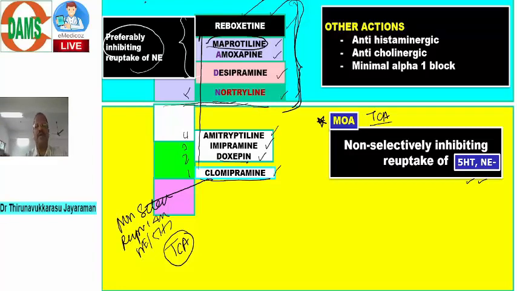Now, extra points: all the TCAs have some extra properties. All the tricyclic antidepressants also have antihistaminergic, anticholinergic, and minimal alpha blocking properties. This is very, very, very important.